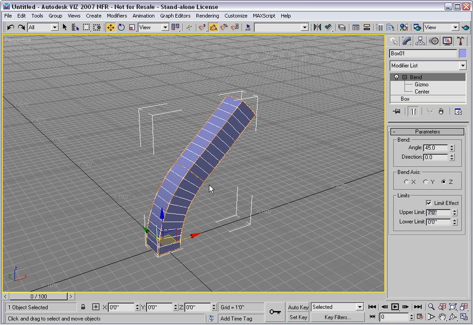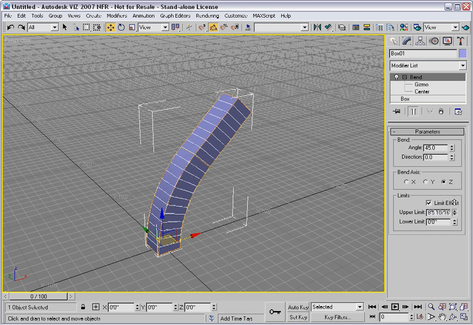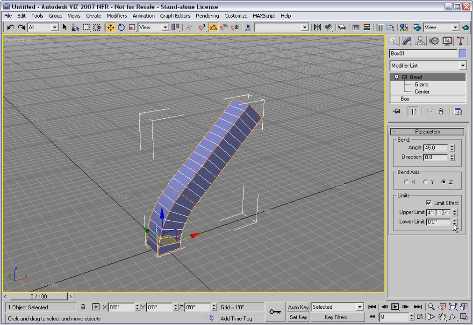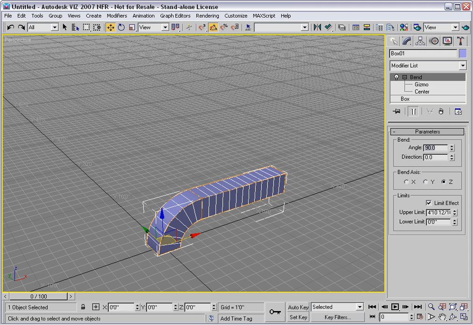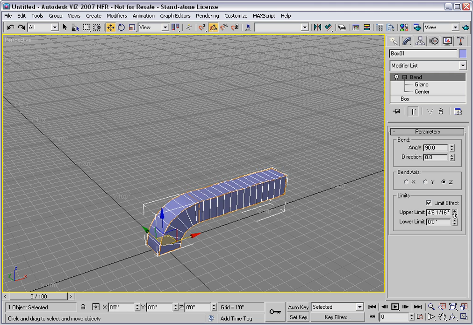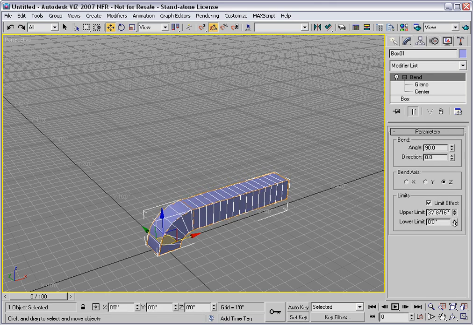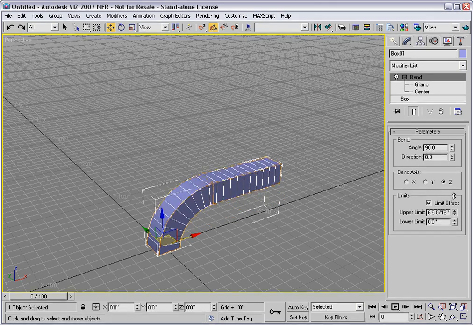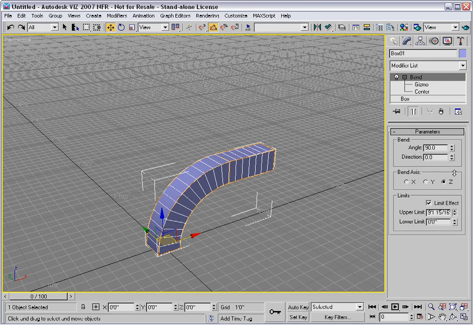For now, let's just play around some more with limits and see what we can do with them. If we change the upper limit dynamically by dragging it, you can see what happens here. Of course, we can do that in conjunction with changing the angle. I'll set that at 90 degrees. And we can have all of that bending of 90 degrees occur very quickly at the bottom of the object, or we can delay it and have it take place over a larger portion of the box. So there's really a lot of power here with the limit effect.